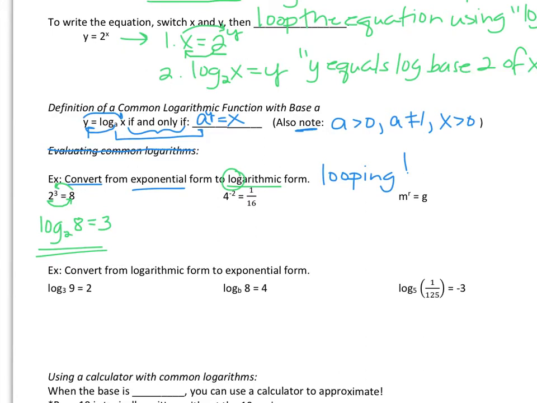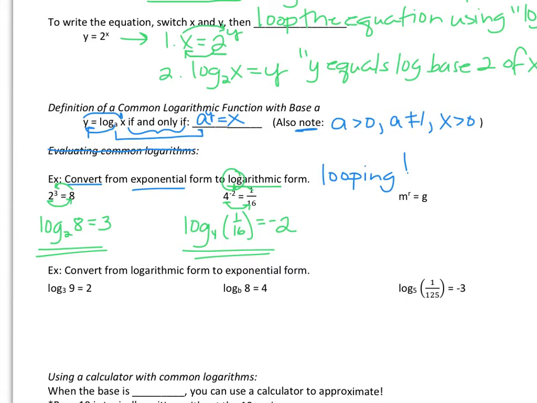Try the next one. 4 to the negative 2 power is equal to 1/16. To write this in logarithmic form, we write the prefix log. Our base is 4, so we're going to write that little sub 4. What are we taking the logarithm of? That's where we loop it. 1/16. I'll put that in a parenthesis. What will that equal? If we loop it back to the exponent, it will equal negative 2. So we're just writing equivalent statements from exponential form to its logarithmic form.